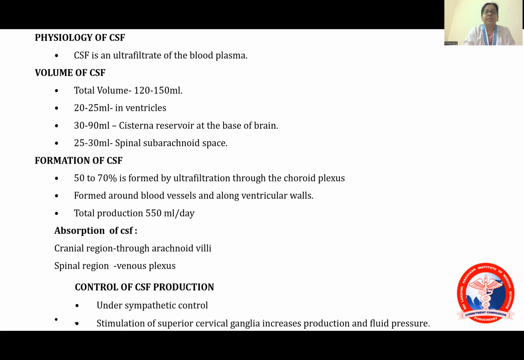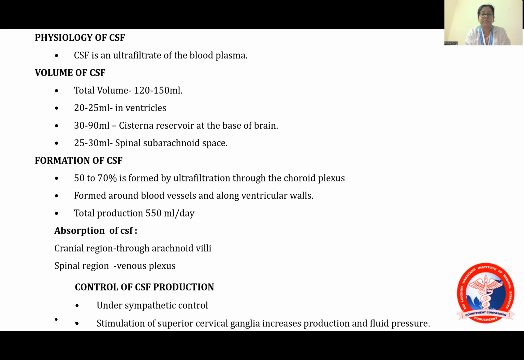Now, physiology of CSF. CSF is an ultrafiltrate of the blood plasma. What is the volume of CSF? The total volume is 120 to 150 ml. Out of this total volume, 20 to 25 ml is present in the ventricles, 30 to 90 ml is present at the base of the brain in the cisterna, and 25 to 30 ml is present in the subarachnoid space. This is our area of interest now.